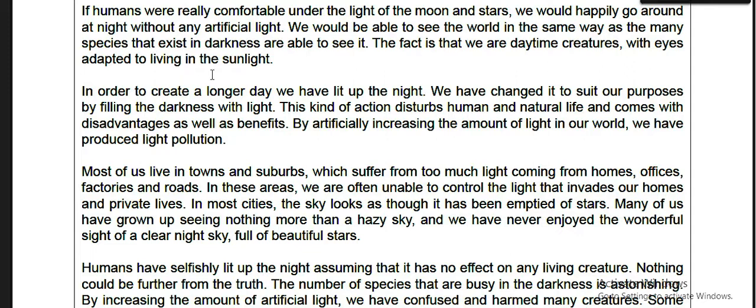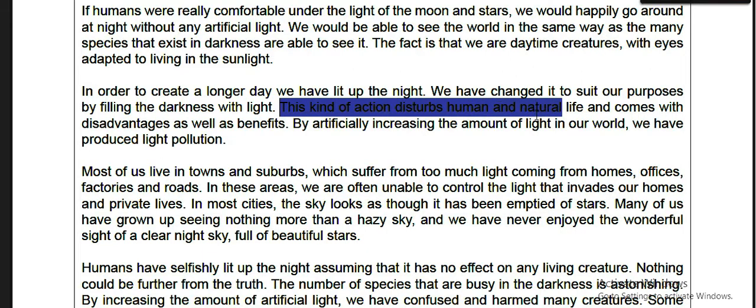In order to create a longer day, we have lit up the night. We have changed it to suit our purposes by filling the darkness with light. This kind of action, what kind of action? Lighting up everywhere. This kind of action, you can see that's the use of synonyms. Maybe in a subsequent video where I'm going to discuss paragraphing, I'll teach you how you can use synonyms to maintain coherence even in your paragraph. So this kind of action refers to everything that has been said earlier, the action of lighting up the night and turning it into day.